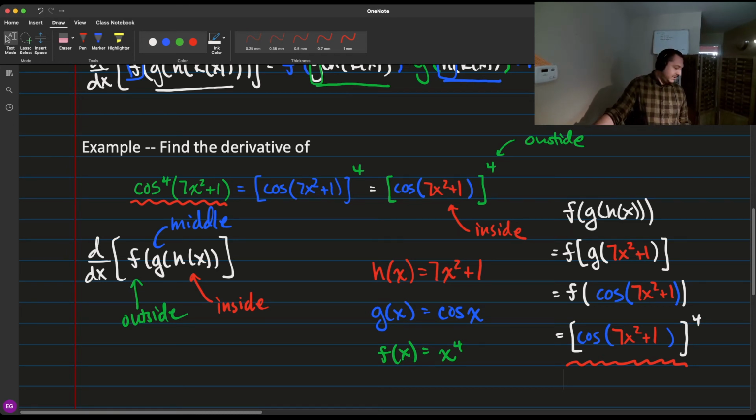Okay, so I want to pause and I just want to know if that makes sense to people about how I chose f, g, and h, or if there are questions about that.